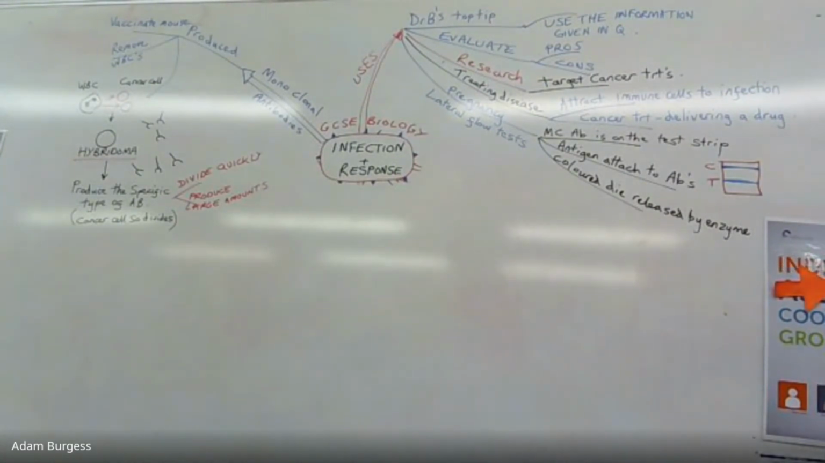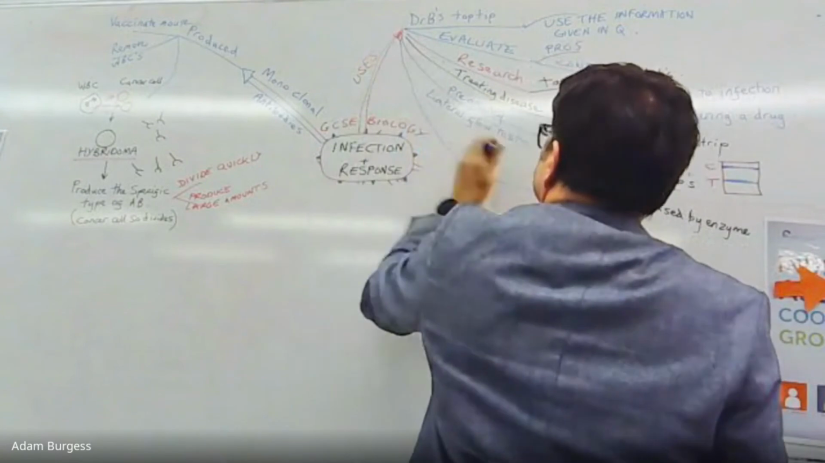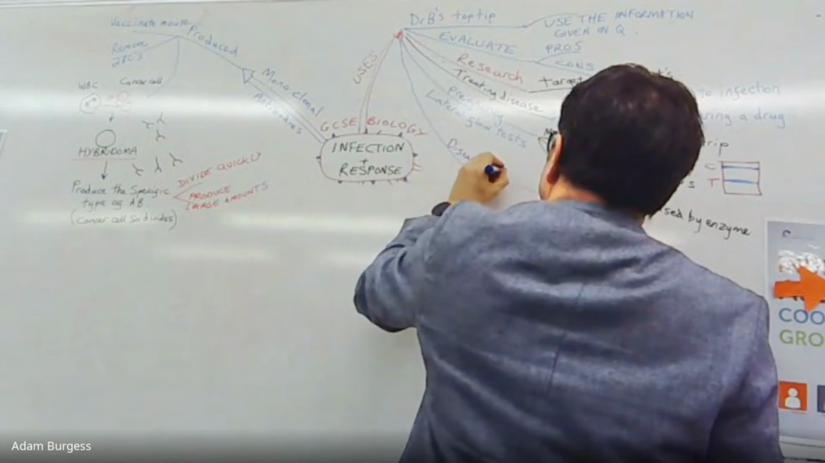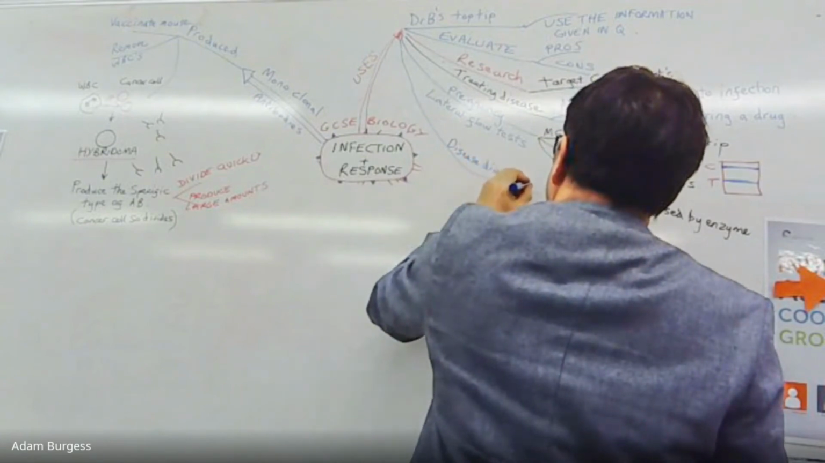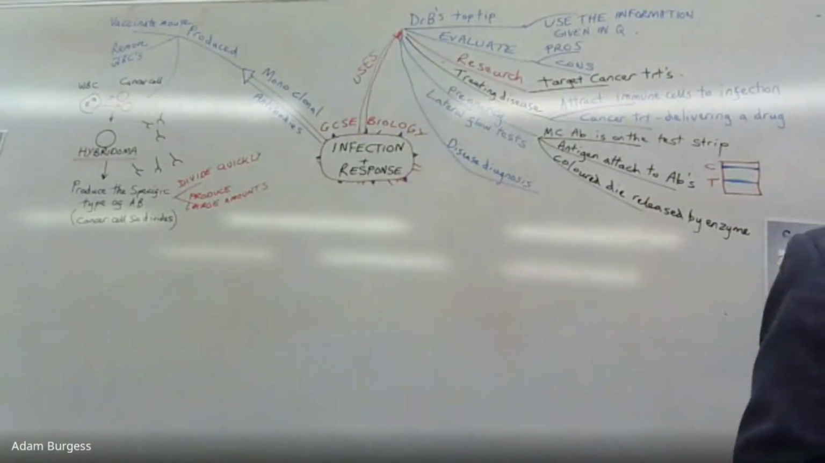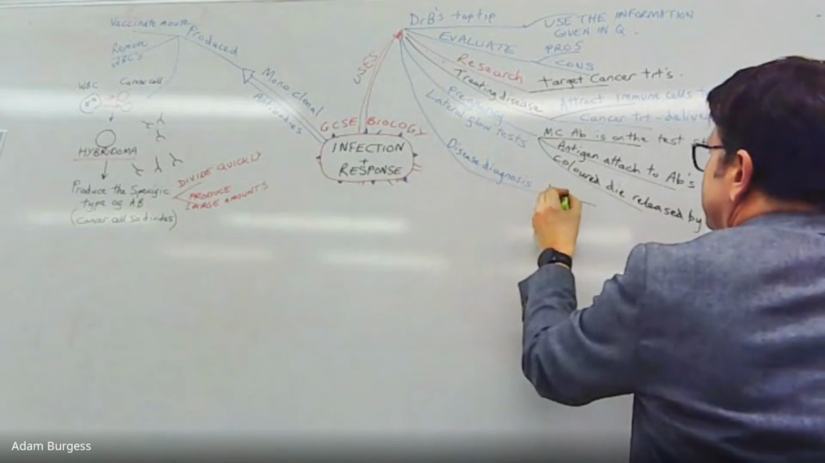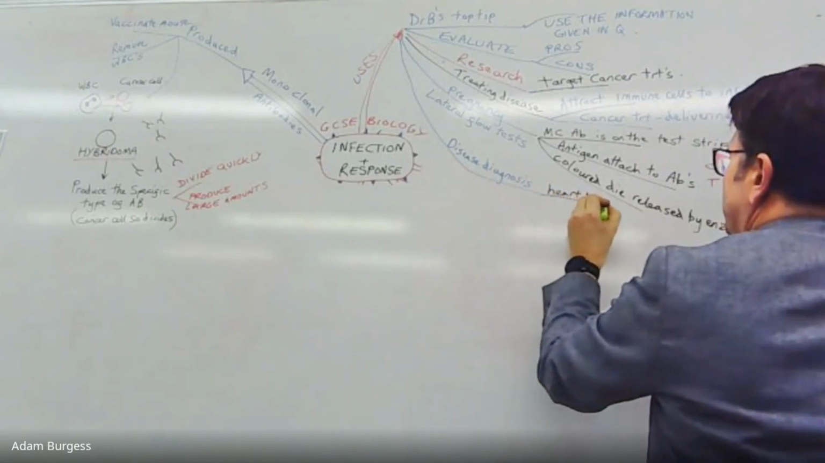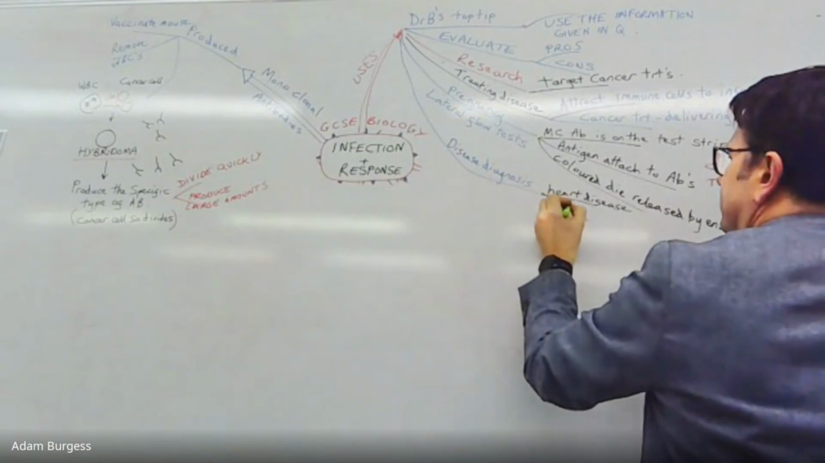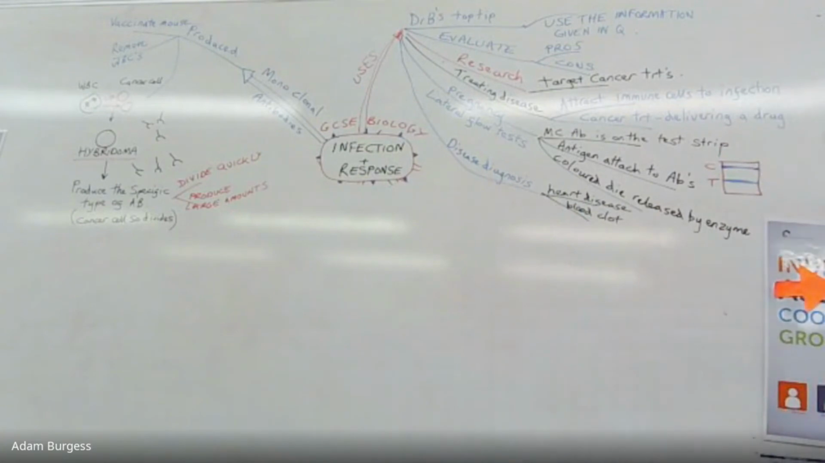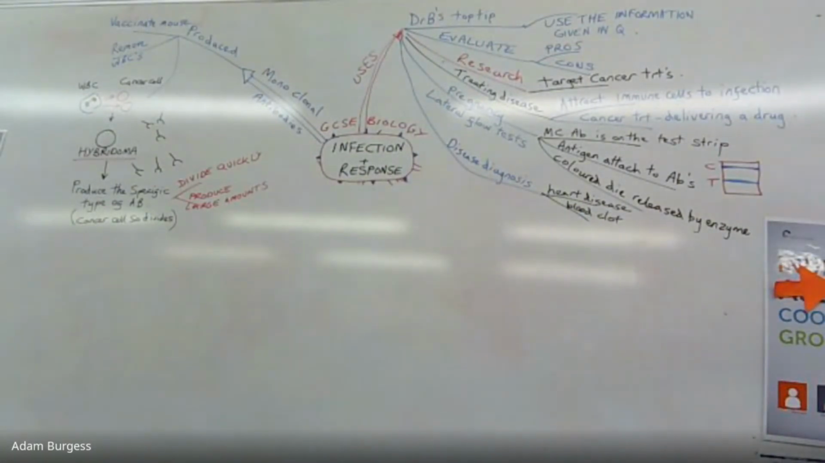And it also can be used for disease diagnosis as well. So disease diagnosis, so thrombosis, stuff like that. So things like heart disease, thrombosis, which is blood clotting. Okay. That's where they probably give you lots of extra information. Cool.